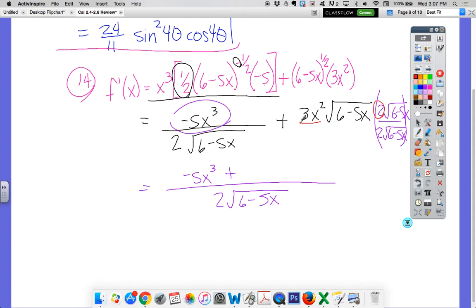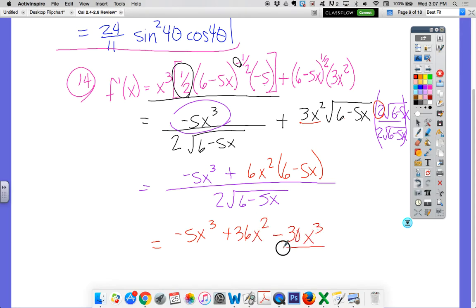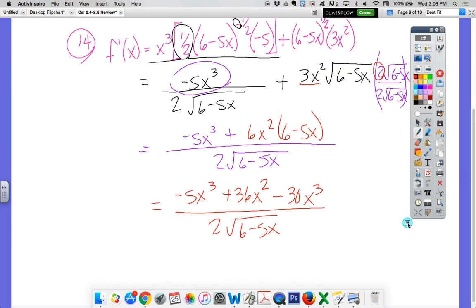When you do that, that gives you 2 times the outside part. So the outside parts multiply together, and you get 6x squared. The inside parts multiply together. They're the same. So all that does is take the radical off. And so now you can distribute through that. And so you have 36x squared minus 30x cubed. And just copy your denominator, because it's just going along for the ride. You never, ever, ever drop it off.